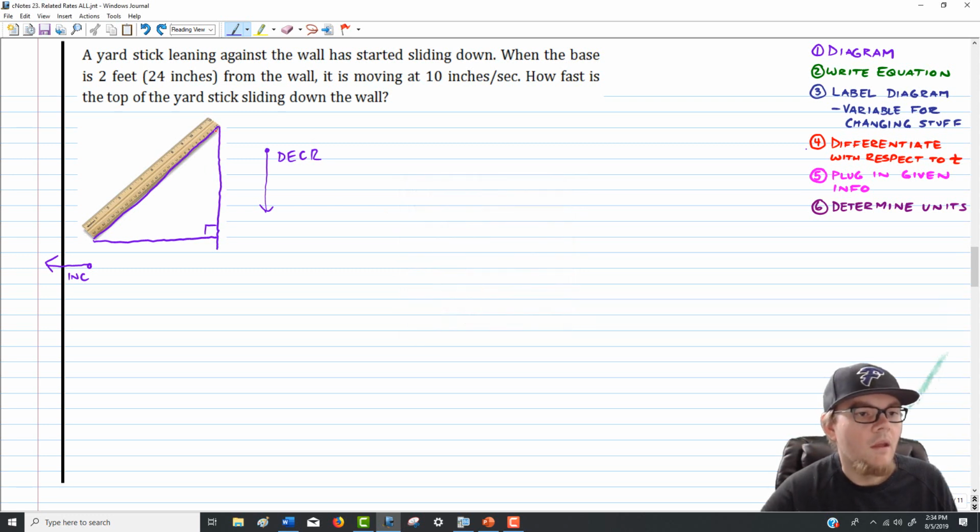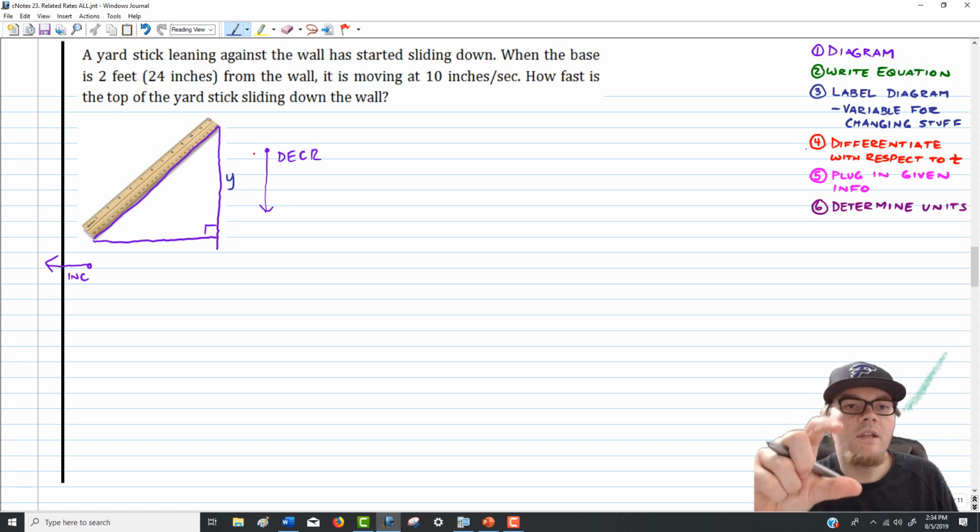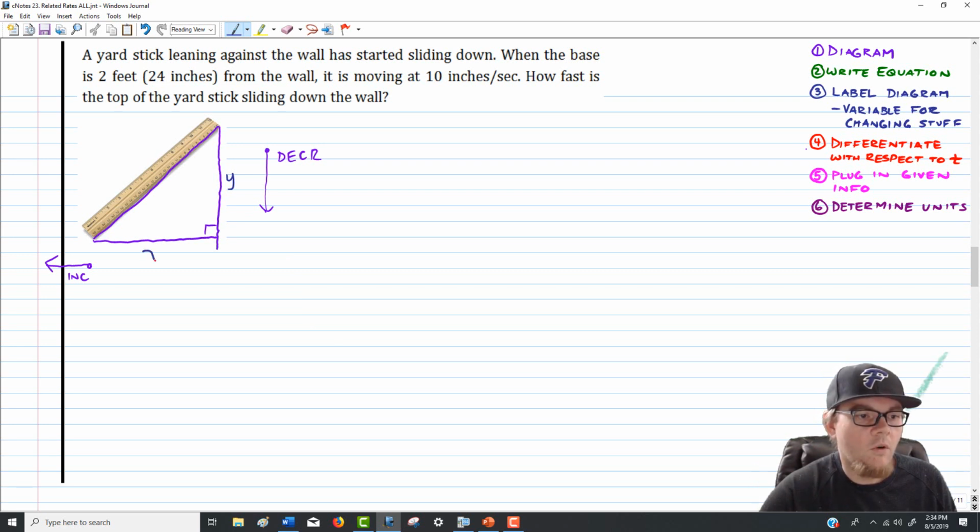So your call. From here, I'm going to call this y, and we know that the height is decreasing because the yardstick is getting closer and closer to the floor. It's changing, so I want to give it a variable name. I also know that the horizontal distance is changing, and I'm going to call that x. That way we maintain the vertical y, horizontal x conventions that we've used so many times before.